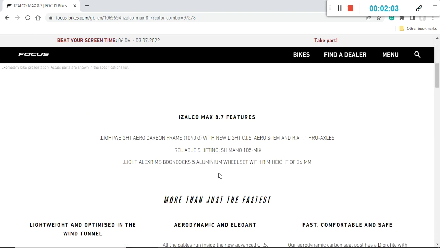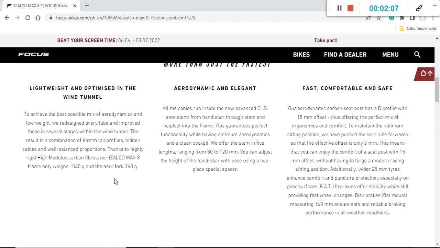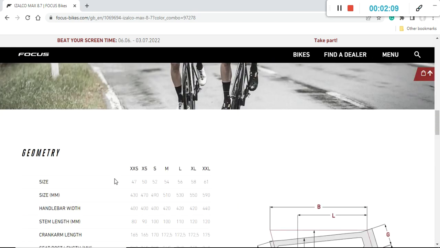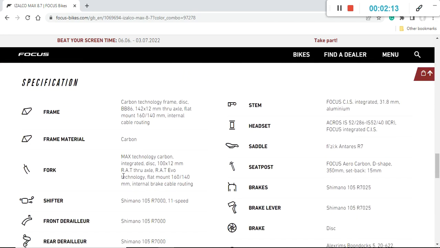Now we can dive into the specifications of this bike and really see what you get for your hard-earned money. And as always, we can kick off with the frame and the fork on this bike. So the frame is a carbon fiber frame from Focus, which comes with internal cable routing, 12mm thru axles both front and back, and of course flat mount disc brakes.